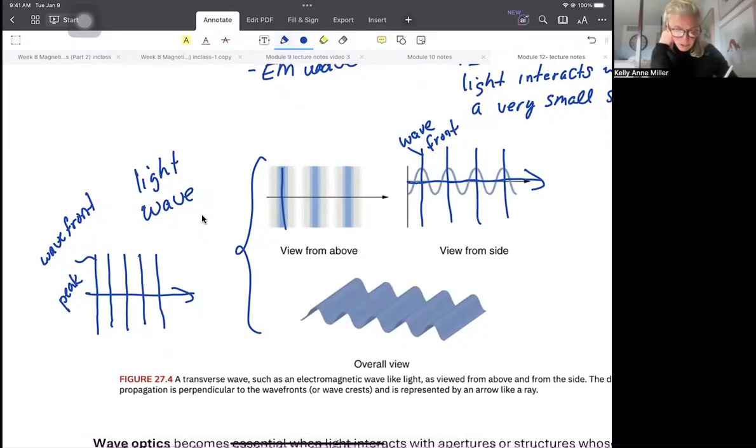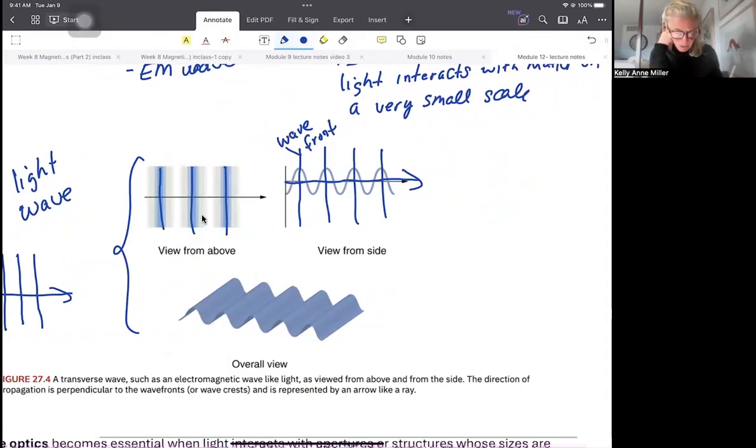Each of these is a wave front, right? And the spaces in between are the troughs. So this would be a view from above, from the side, and we saw this a couple of weeks ago. This is sort of the overall view.